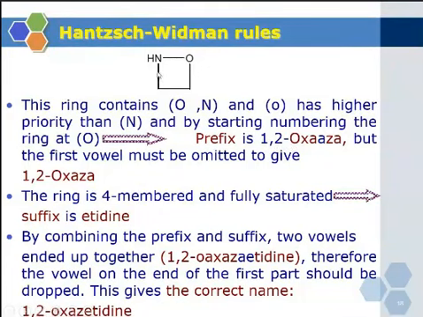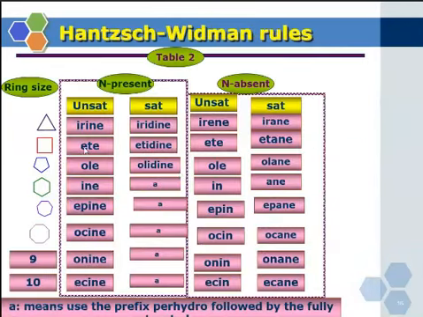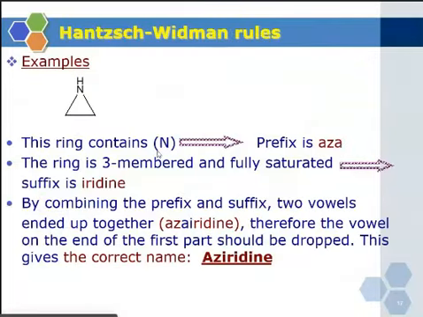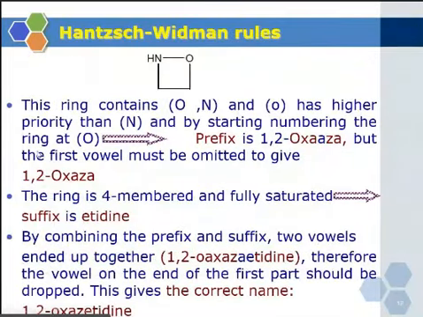This is followed by the prefix. The prefixes are oxa and aza. Both are combined and the first vowel will be dropped. Oxaza. Hence 1, 2, oxaza. Likewise, it is a saturated ring as per table number 2. Here we can see four-membered ring, saturated, 18. A four-membered and fully saturated ring is given the suffix etidine.